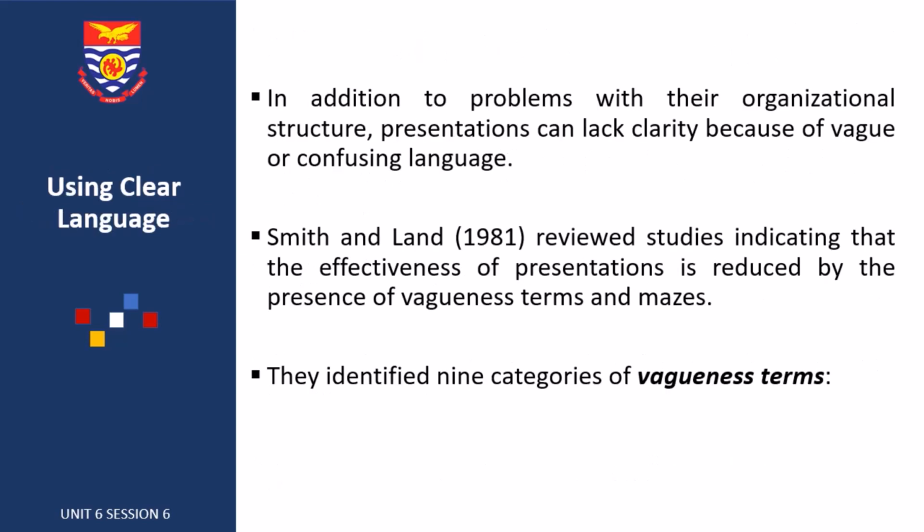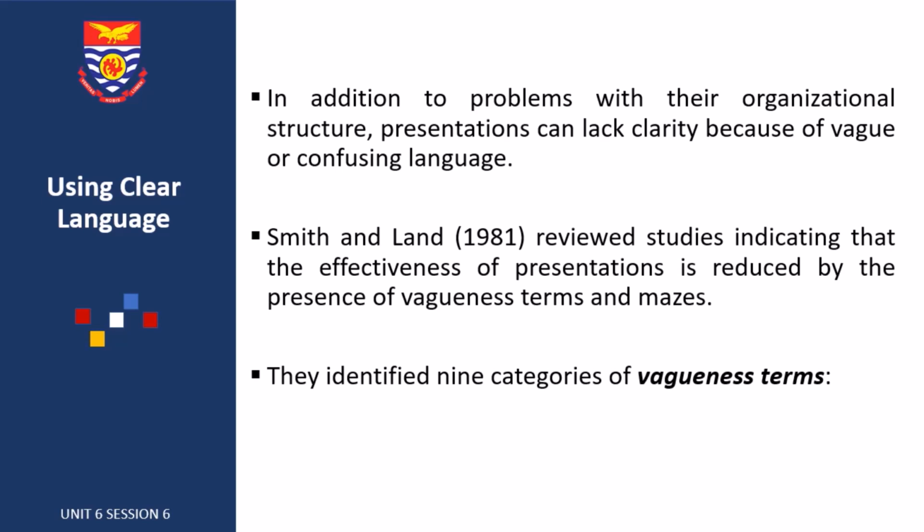Now, using clear language. When you are presenting information, the language you are using should be very clear. So I'm saying that in addition to problems with their organizational structure, presentations can lack clarity because of vague or confusing language. Smith and Land in 1981 reviewed studies indicating that the effectiveness of presentation is reduced by the presence of vagueness terms and mazes. So they identified nine categories of vagueness terms. When you see these things in your presentation, we can classify it as vague.